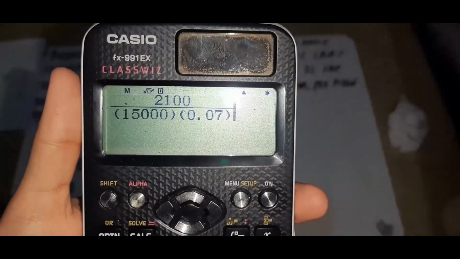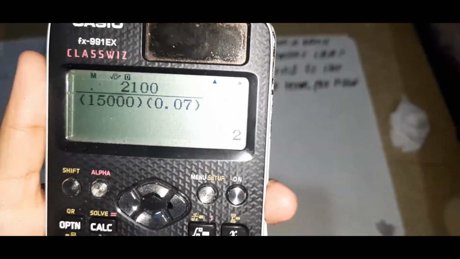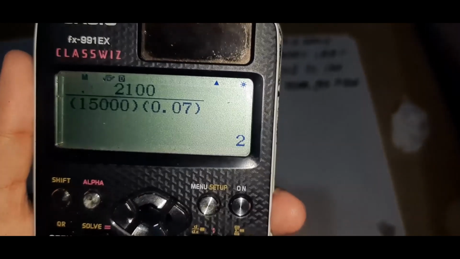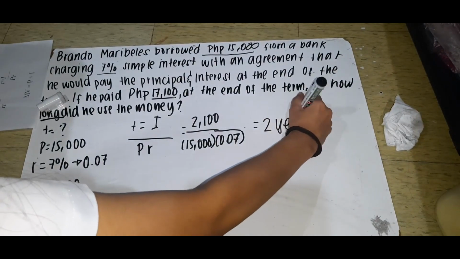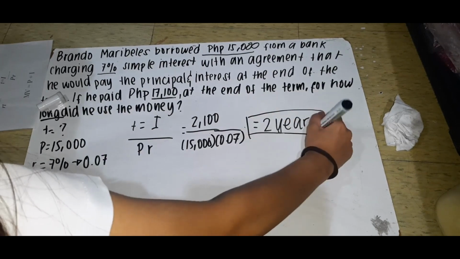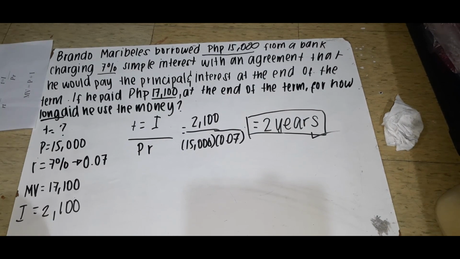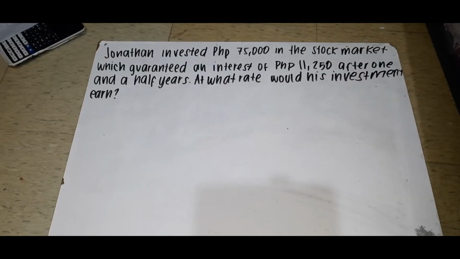Now it's in the calculator already. The answer would be 2. So the answer is 2 years. So here's the final answer or final solution. Okay, so this is the last example for simple interest.